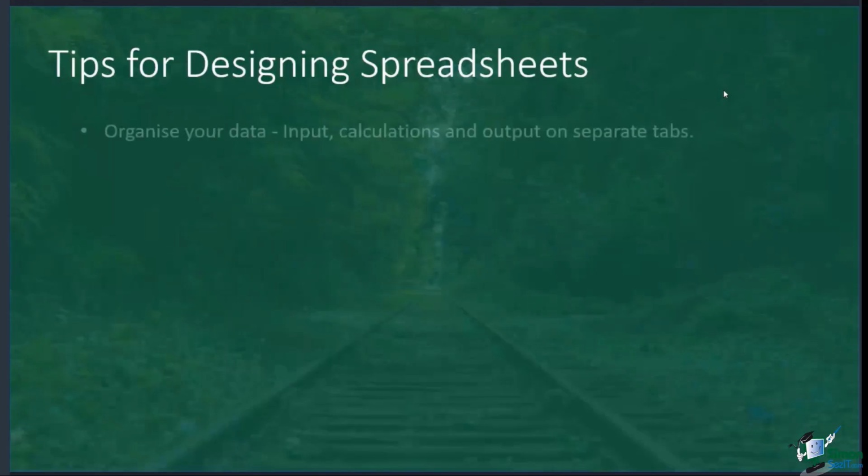So the first thing I would say is organize your data. Have your input, your calculations, and your output all on separate tabs. What do I mean by that? Well, your input might be your raw data, the data that you're starting with, sales data or whatever it might be, have all that on one tab. If you're doing any calculations, have that on a separate calculations tab. And then if you have any output, so maybe you've decided to create a chart based on that data or some kind of pivot table, have those on a separate sheet as well. So keep everything in separate tabs.